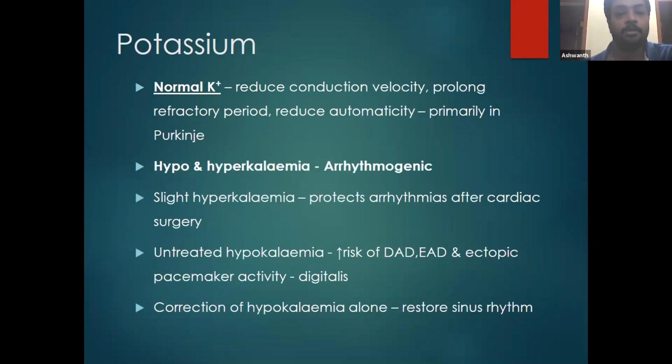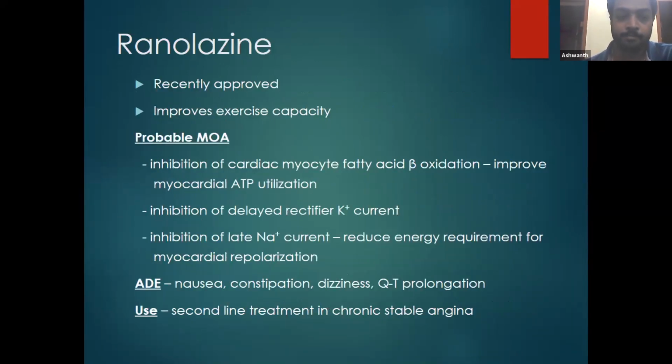Potassium reduces the conduction velocity, prolongs the refractory period, and reduces automaticity, primarily in Purkinje fibers. Hypo and hyperkalemia are both arrhythmogenic. Slight hyperkalemia protects against arrhythmias after cardiac surgery, and untreated hypokalemia increases the risk of delayed afterdepolarization, early afterdepolarization, and ectopic pacemaker activity as seen in digitalis. Correction of hypokalemia alone restores sinus rhythm.